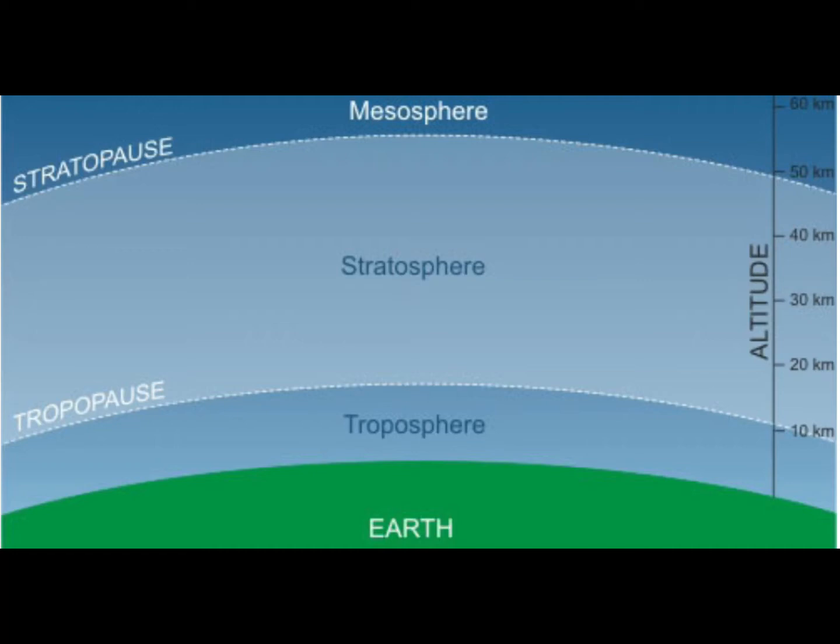These regions all have their different placements, such as the troposphere being the lowest and extending up to 6 to 10 kilometers. Next is the stratosphere, which extends up to 50 kilometers. And lastly, the mesosphere, which is the farthest away from the Earth, extends 50 to 85 kilometers above the planet.